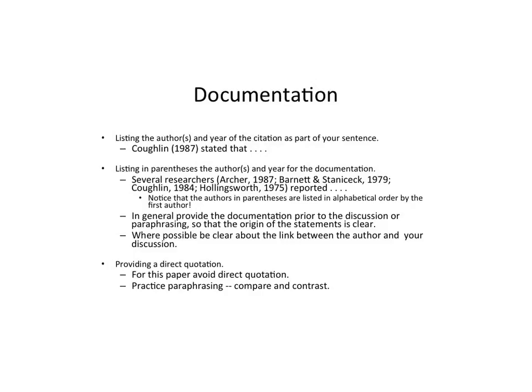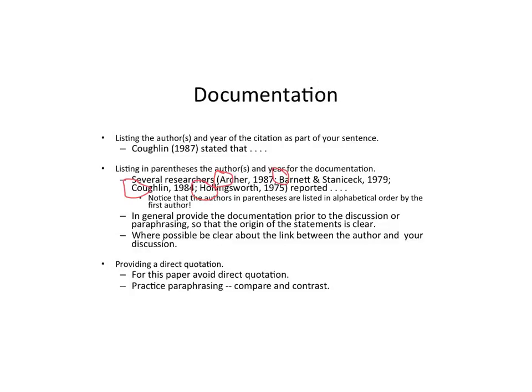Listing several, you can list authors in parentheses and you can list more than one. So, several researchers reported. Notice how again grammatically I ignored everything in parentheses, but in parentheses I list who those several researchers are: Archer, Barnett, and Stanisek, Coughlin, Hollingsworth. Again, another thing to note is how the authors are organized. When we organize the authors, we organize them in alphabetical order by first author. So we have Archer, Barnett, Coughlin, Hollingsworth.